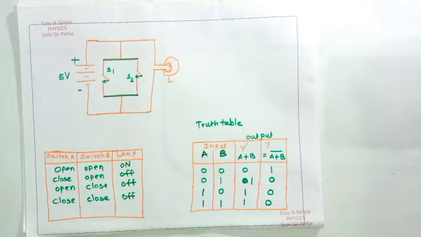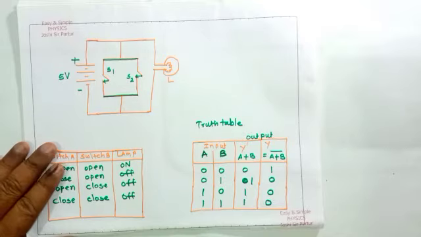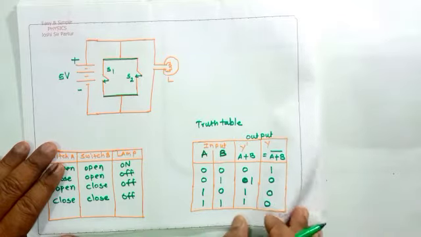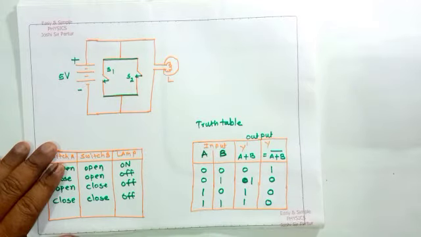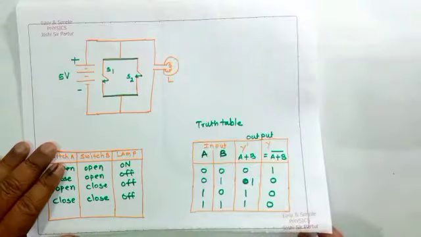So we say that when both inputs are low, the output will be high for the NOR gate. When both inputs are high, the output will be low. But when any one of the inputs is low or high, then the output will be low. This is the truth table for the NOR gate.